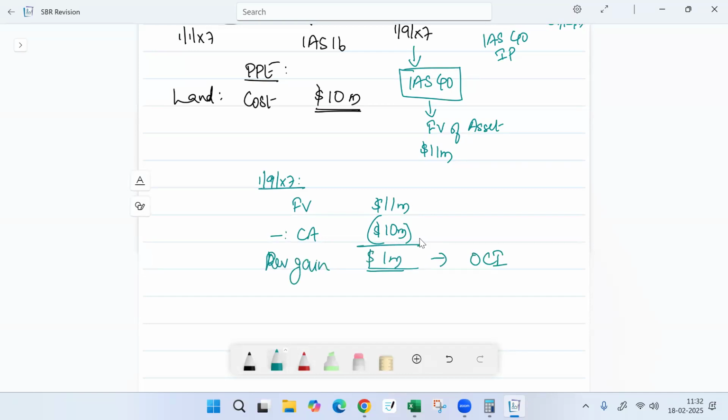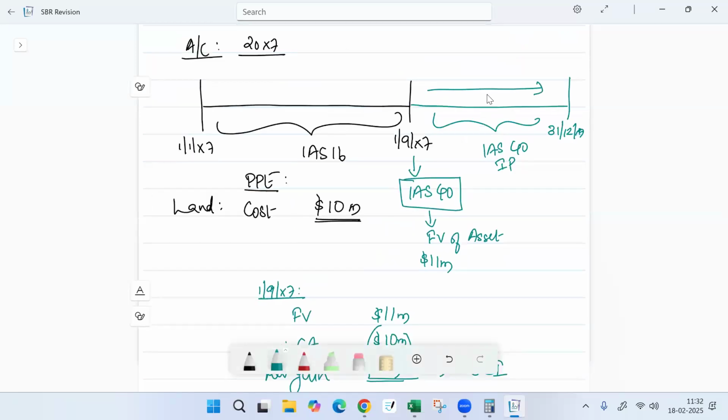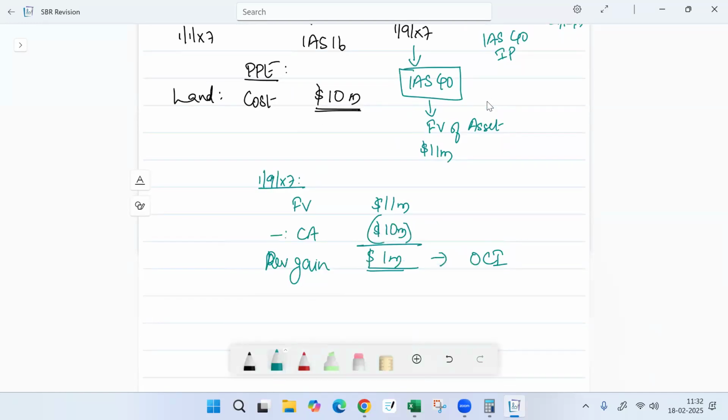Understood? Which will go to OCI. Because till 1st September X7, it is still considered as property, plant and equipment. Only after 1st September, it is considered as an IAS 40 investment property. So the difference between the fair value on 1st September X7 minus the carrying amount will be recognized in OCI.